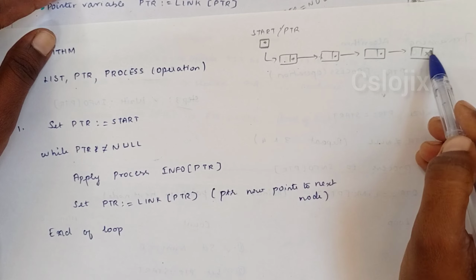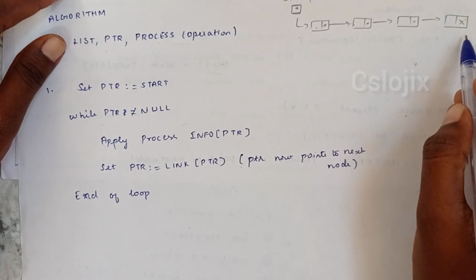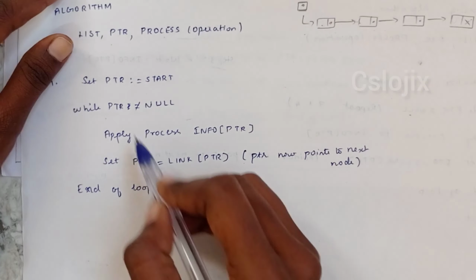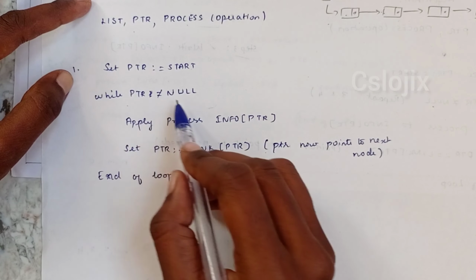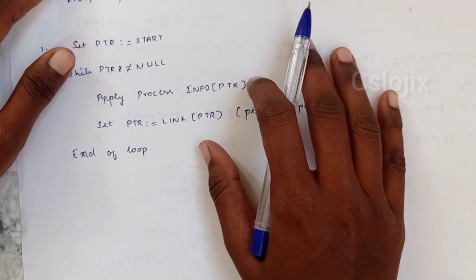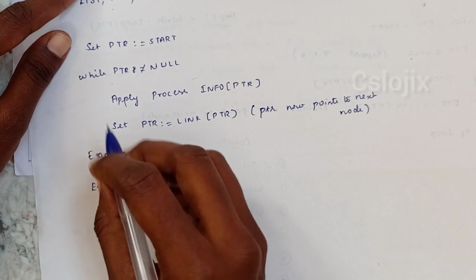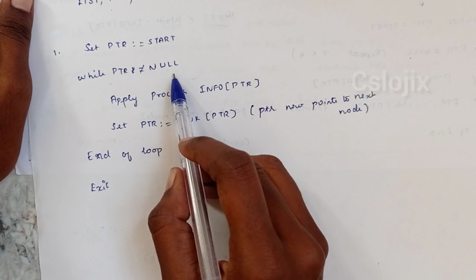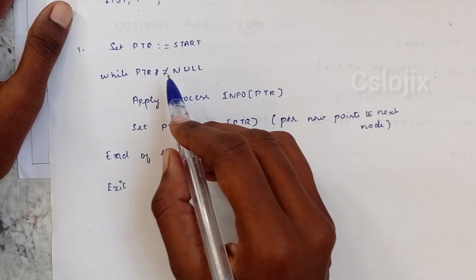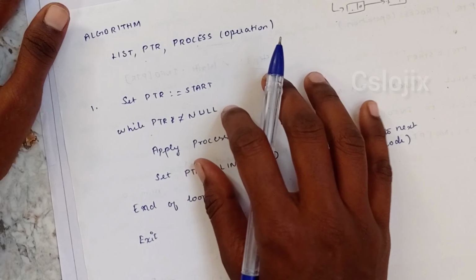So here you can see the pointer is null. If the pointer is null, this while loop will not work, because the condition is pointer not equal to null, but here the pointer is equal to null. So here we are going to give exit. If the pointer is not null, it will go to these two steps. If the pointer is null, it will automatically exit. So this is how we need to write the algorithm.